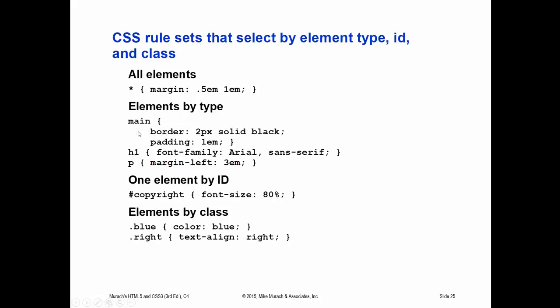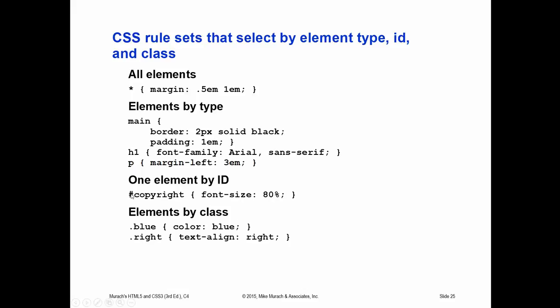If I want to do it by element, this says in main, everything that's in main should have a 2 pixel solid black border drawn around it and 1 em of padding. Again, we'll talk about padding when we get to about chapter 5 or 6. All of our H1 tags should use the Arial font family if possible, and if not, should use sans serif. All of our paragraphs should have a 3em left margin. Our copyright should be 80% of the regular size, so not 100% size, 80%.